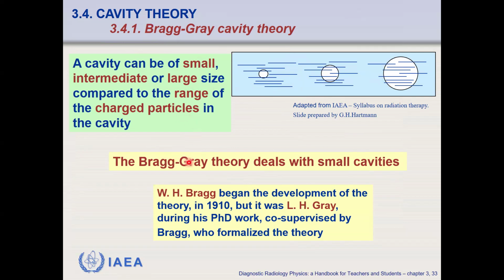Now we have several theories. For example, Bragg-Gray theory. This theory deals with small cavities. And we have other theories that deal with intermediate cavities or with large cavities.